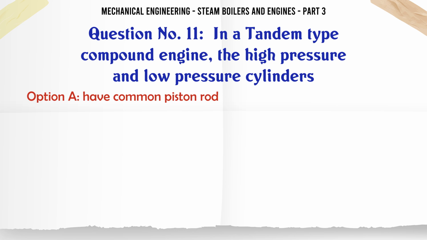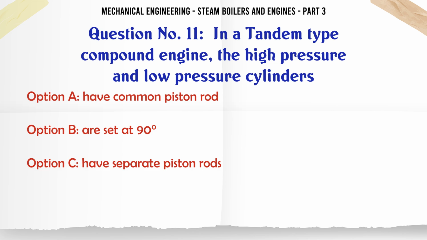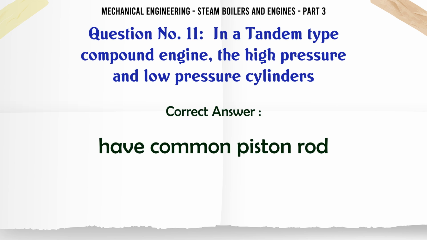In a tandem-type compound engine, the high-pressure and low-pressure cylinders A. have common piston rod, B. are set at 90°, C. have separate piston rods, D. are set in V arrangement. The correct answer is have common piston rod.